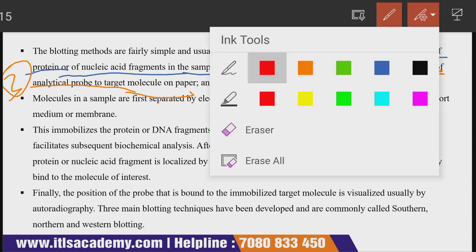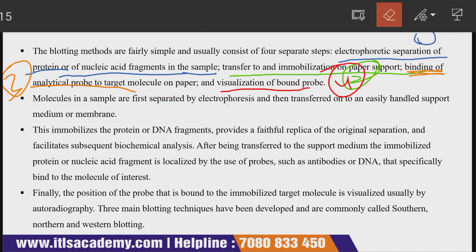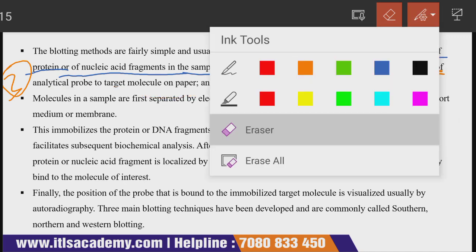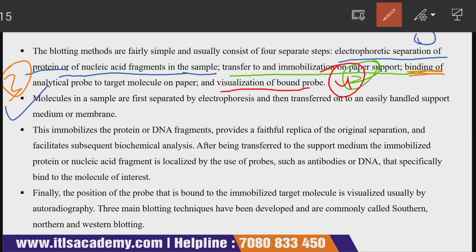Now let's quickly understand this. The molecules in a sample are first separated by electrophoresis. So the first step generally required is the separation of molecules in the sample. How do they get separated? By electrophoresis. Then they are transferred to an easily handled support medium or membrane. That is the second step.